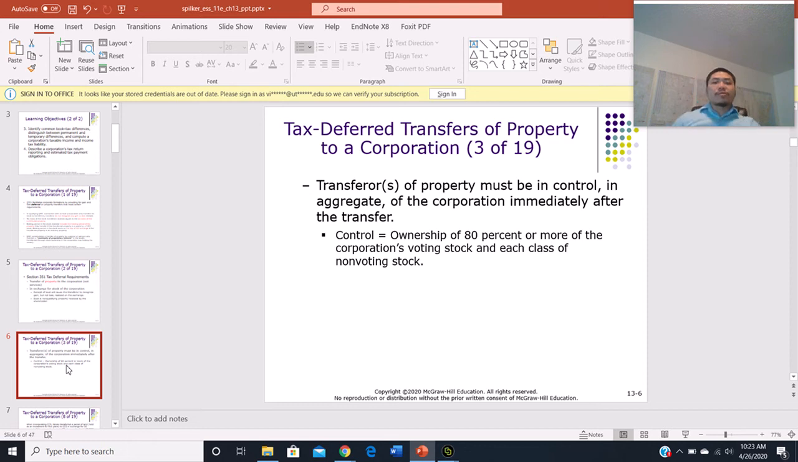What is the third requirement, right? The third requirement is probably the most important requirement and the trickiest requirement for shareholders.